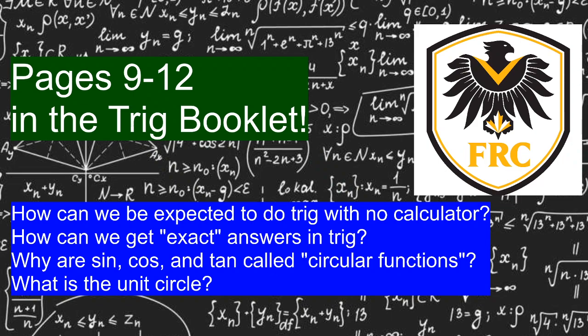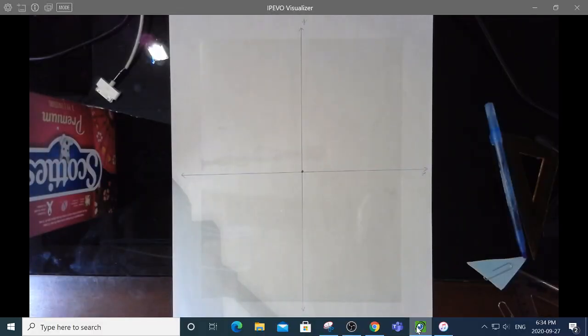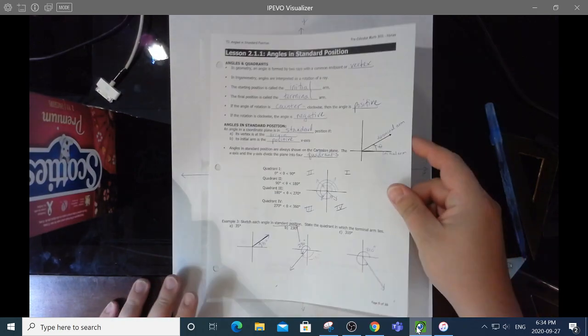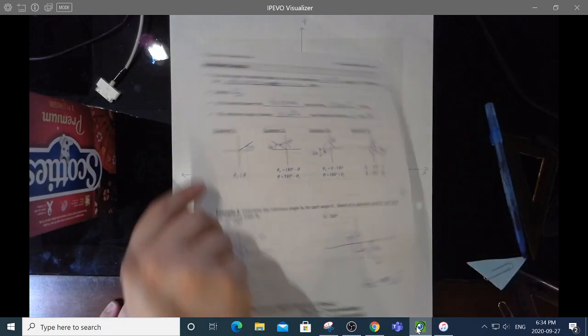Let me get display capture happening. Display capture. So then what we're going to start with is our good old YX coordinate system. And the first video I did for trig went through pages 5 and 6.